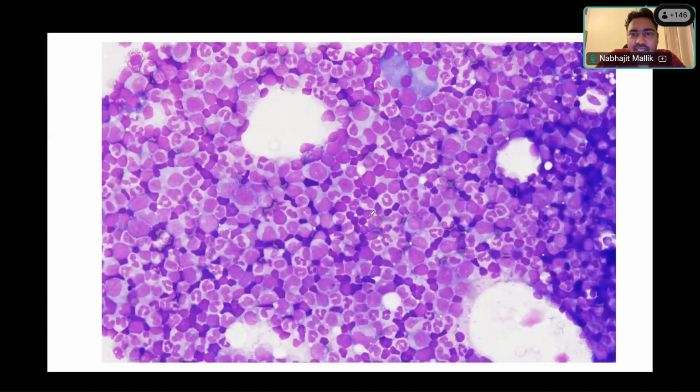There's another picture here. Ekta, can you tell me what are these cells that I'm marking right now? Plasma cells. So do you think in a 4-month-old baby, plasma cells should be there? What else can be these?